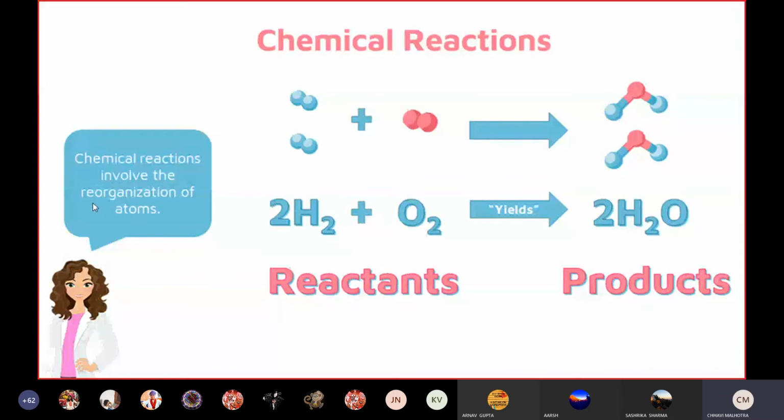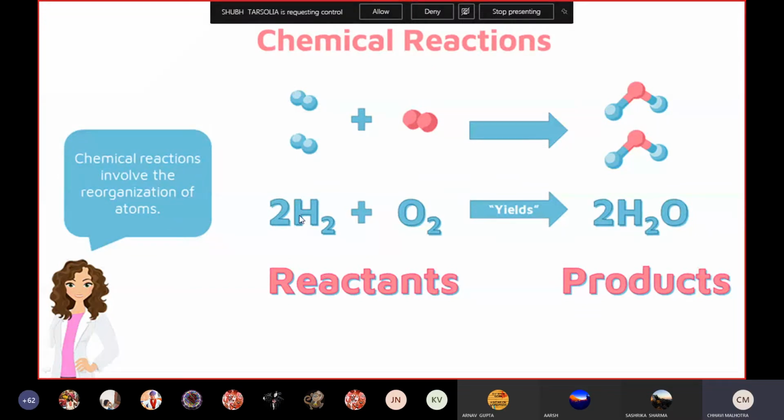So chemical reactions involve the reorganization of atoms. See, now if you see in this equation, this number is written before H2, before H2O. This number is called the coefficient. Remember when I was teaching you how to calculate the number of atoms and molecules? There also I taught you this. This 2 before the formula, what does 2H2 mean? How do you interpret it? Ma'am, 2 molecules of hydrogen. Yes, 2 molecules of hydrogen.